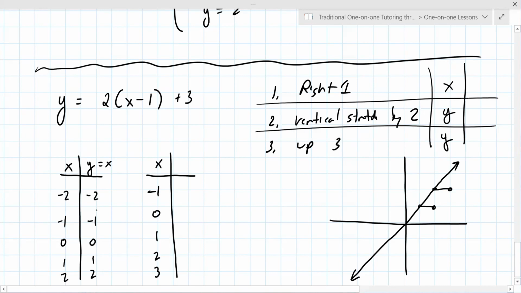And we're talking about these numbers here. You multiply it by 2 and then you add 3. So if it's easier, start at the positive ones. 2 times 2 is 4. Up 3 is 7. 2 times 1 is 2 plus 3 is 5. 1 times 1 is 1 plus 3 is.